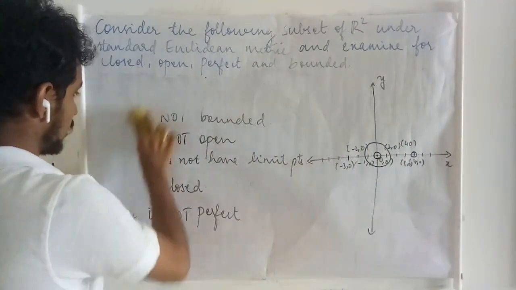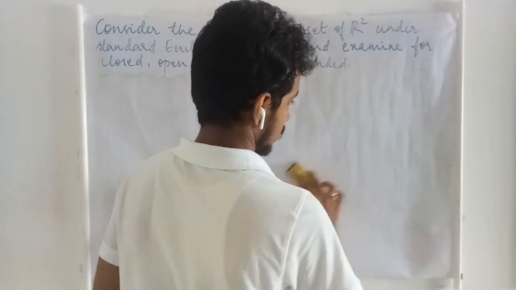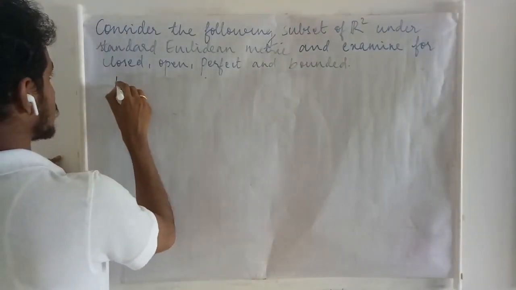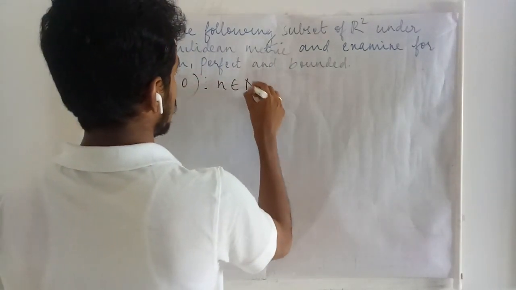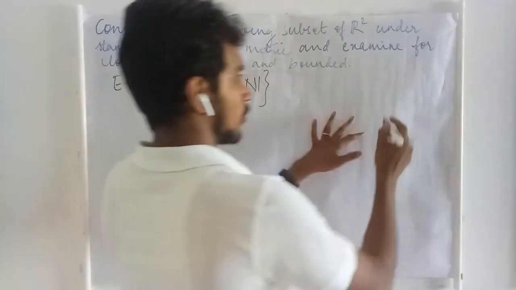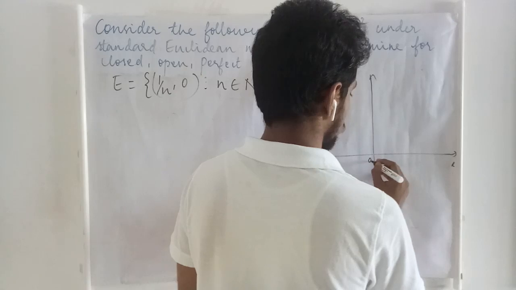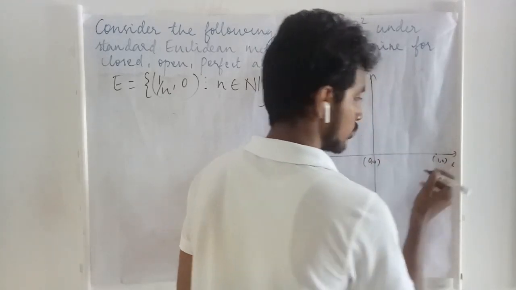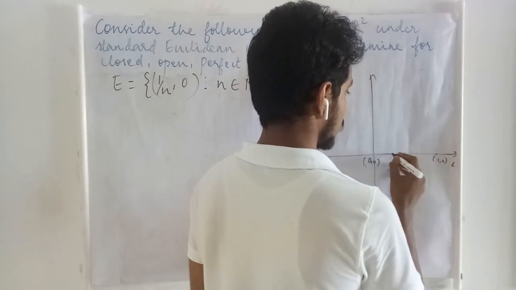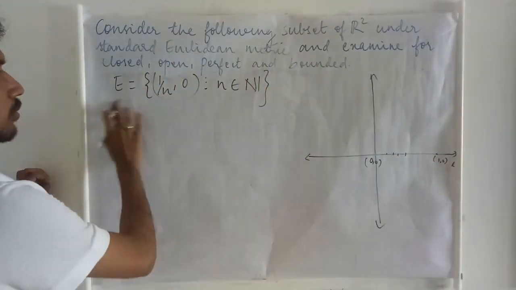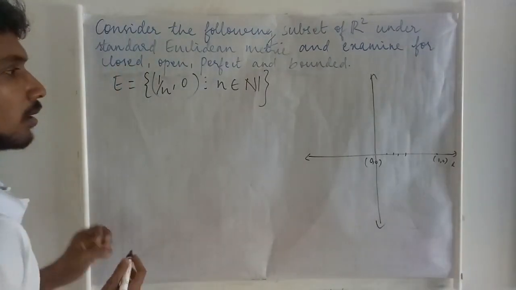Now we are going for another example, that is the set consisting of these entries, where n is any natural number. What are we doing here? Here we are going to consider the points. Let me choose this to be 0, 0 and let me choose this to be 1, 0. It is going to be 1 upon 2, 1 upon 3, somewhere. It is going this way. So we'll have to check whether this set is closed, open, perfect, bounded. These things we'll have to check.